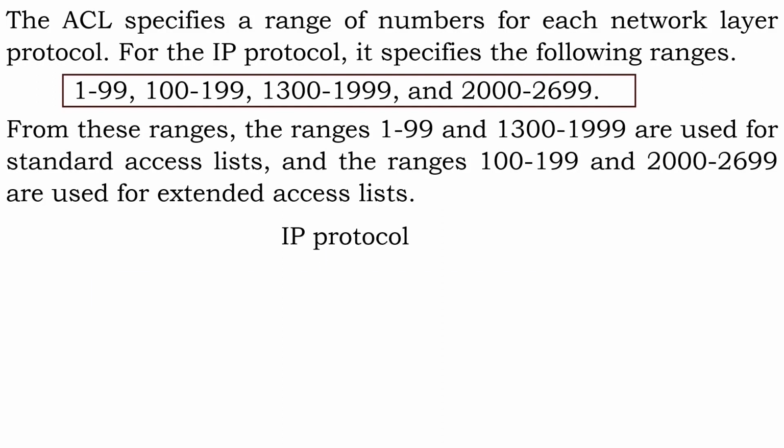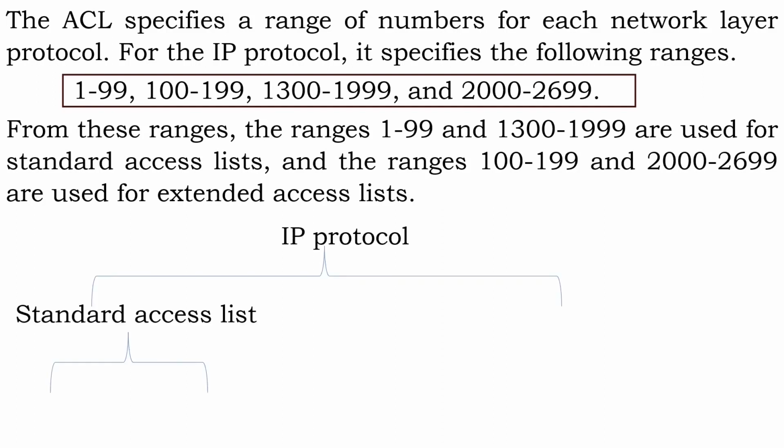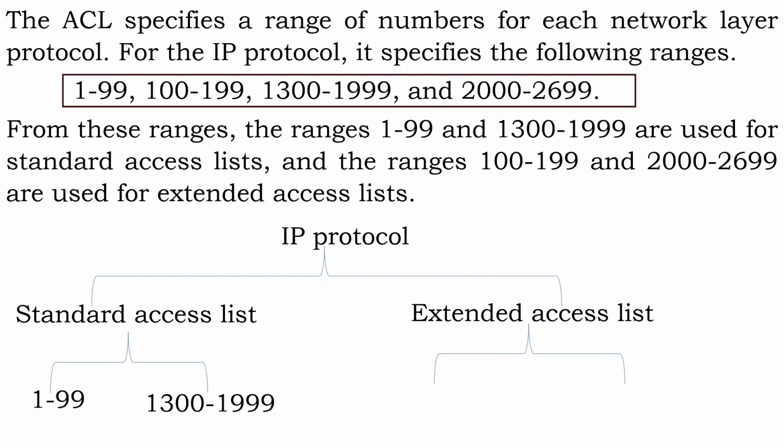For the IP protocol, it specifies the following ranges. From these ranges, the ranges 1 to 99 and 1300 to 1999 are used for standard access lists, and the ranges 100 to 199 and 2000 to 2699 are used for extended access lists.